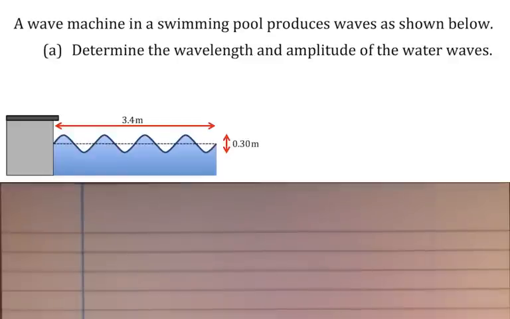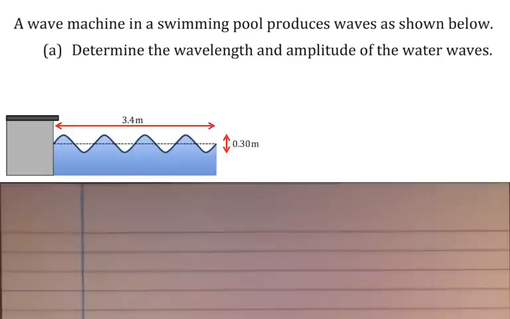So here we have the markings in the question showing us that the distance from this point here all the way along to here is 3.4 meters, and the distance from here to here, in other words from the top of this part, which is known as the crest of the wave, down here to the trough, is 0.3 meters.